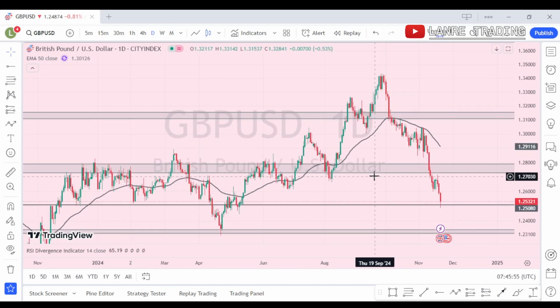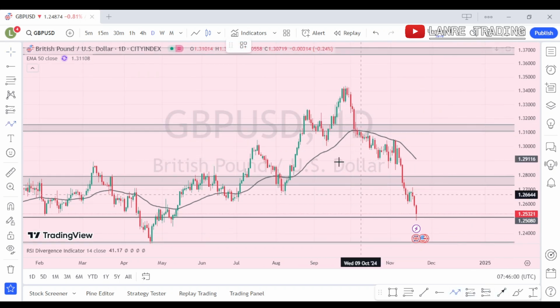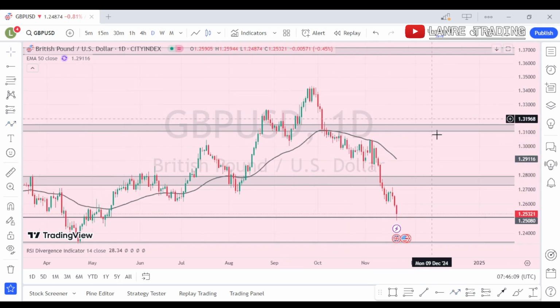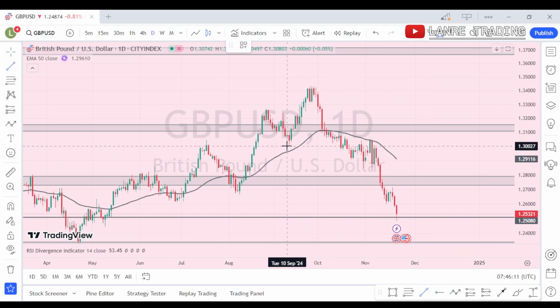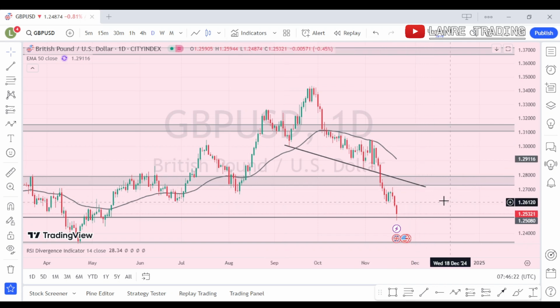Okay, so basically, what pattern do we see on this higher time frame? This is a sideways head and shoulder pattern. So how do we do it? Let's connect the neckline. This is the neckline for the sideways head and shoulder pattern.